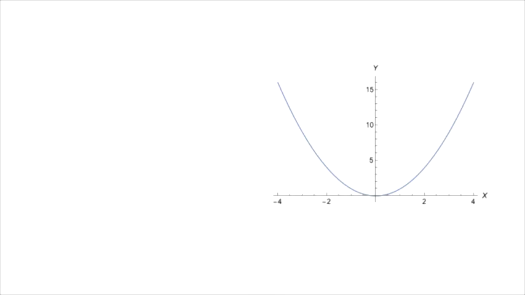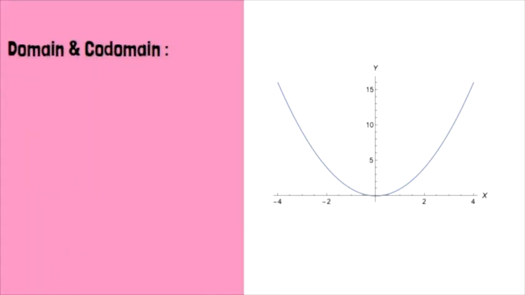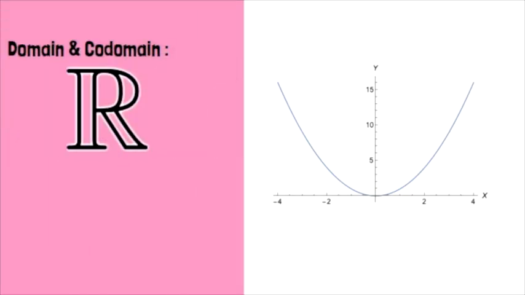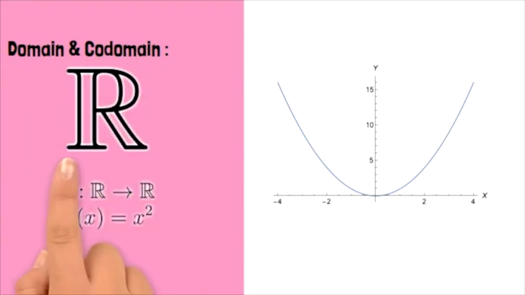How about this function? It too has similar domain and codomain as the previous function, namely all real numbers. The rule for this function, say q, is given as q of x equals the square of x, which means the image of the function is always equal to the square of its object.